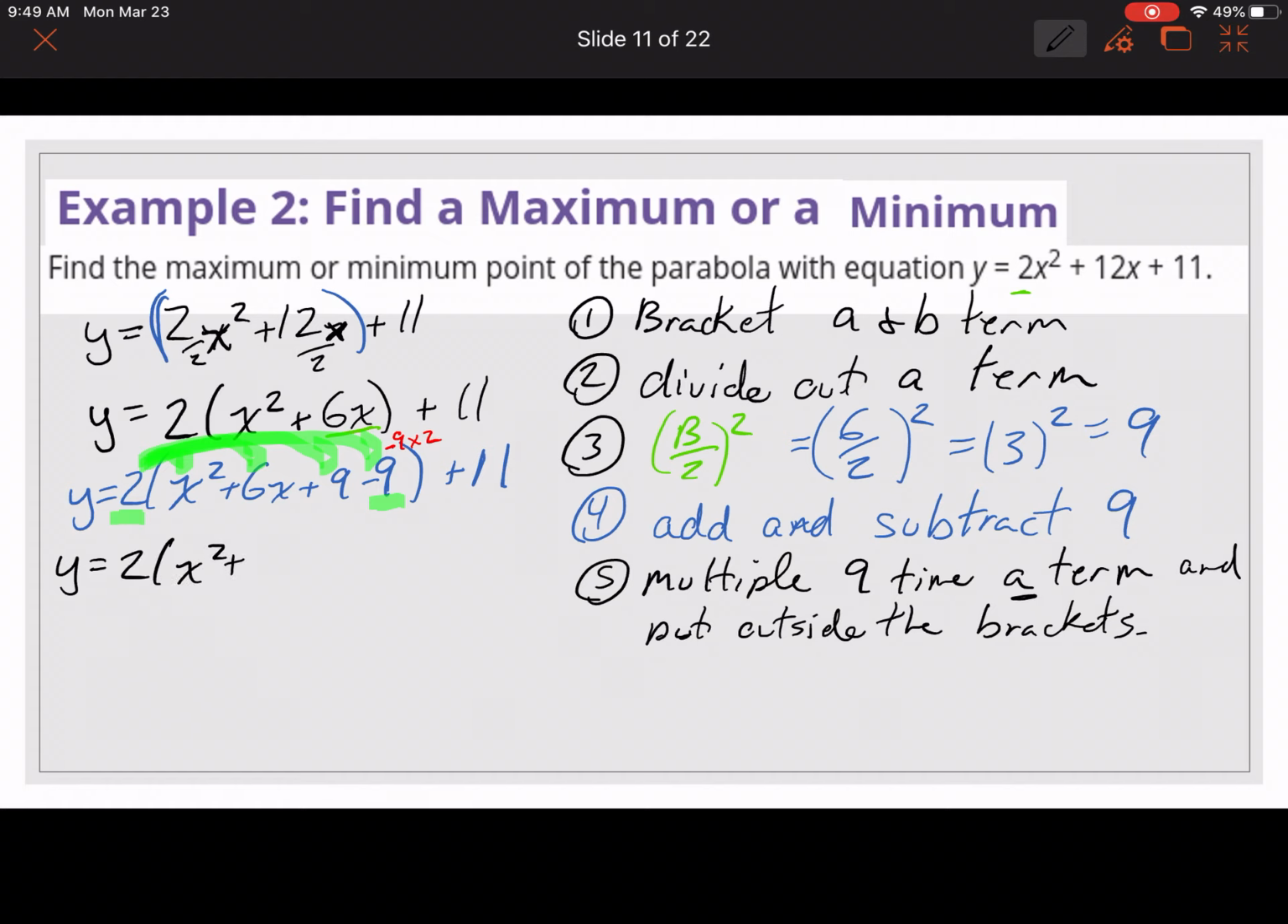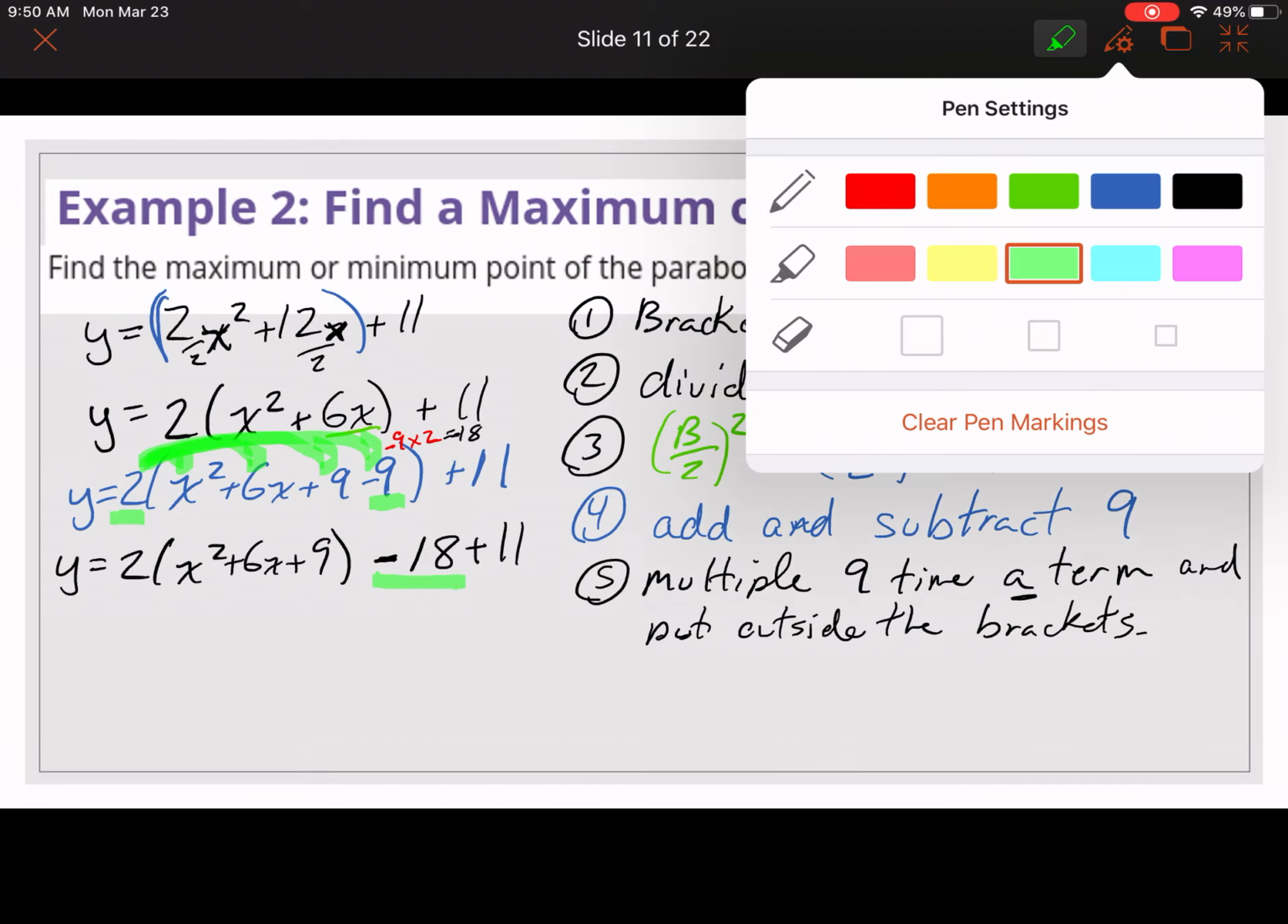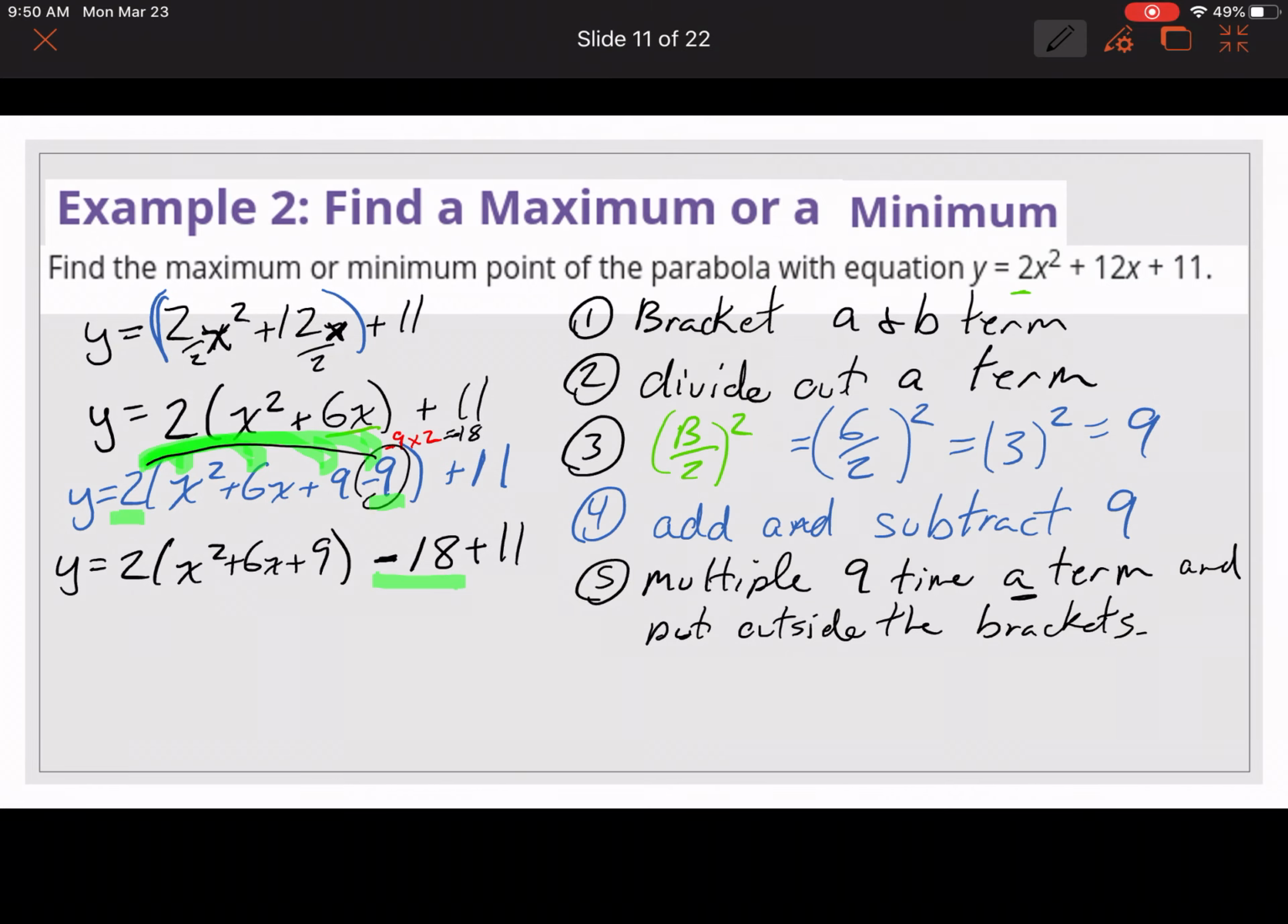So everything else stays the same, but now I'm going to go 9 times 2 equals negative 18. Negative 9 times 2 equals negative 18. Minus 18 plus 11. Remember that we are minusing. Don't change the sign. Don't make it a multiplication. We are just pulling that outside the bracket, multiply it by the a term, and bring it outside the bracket.